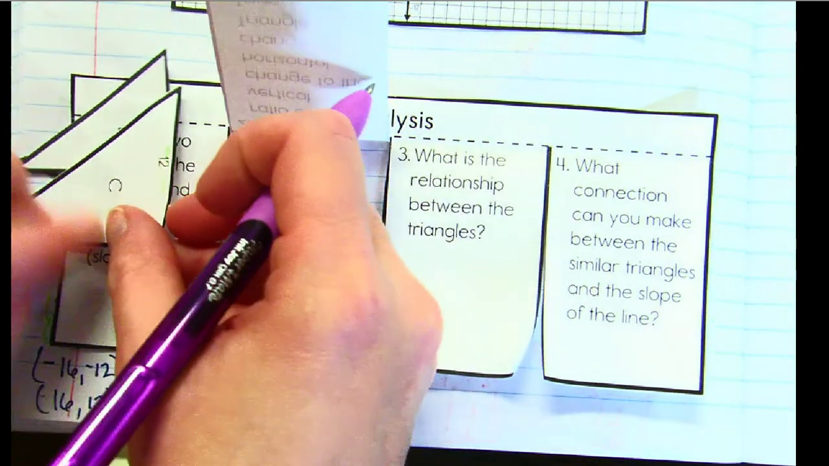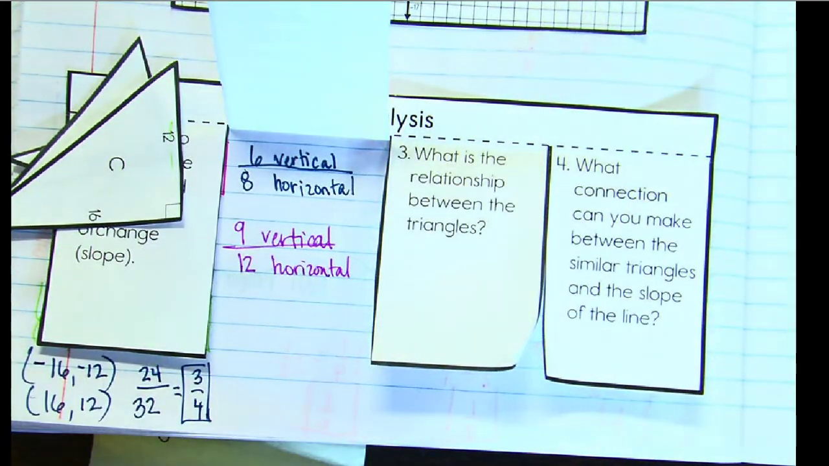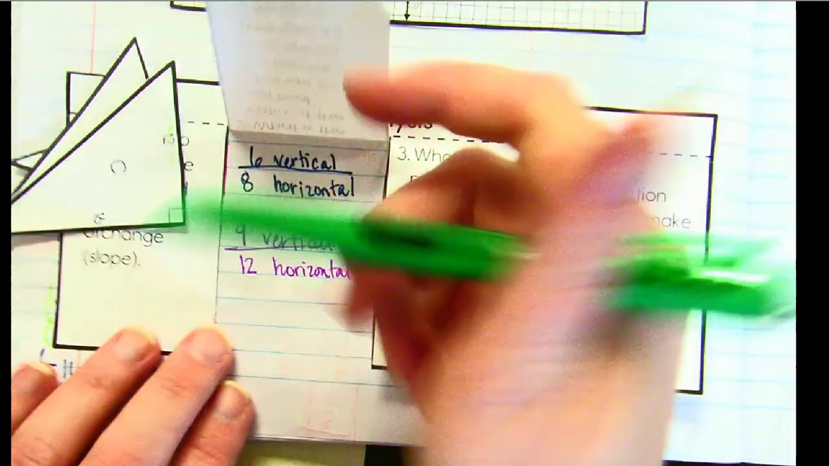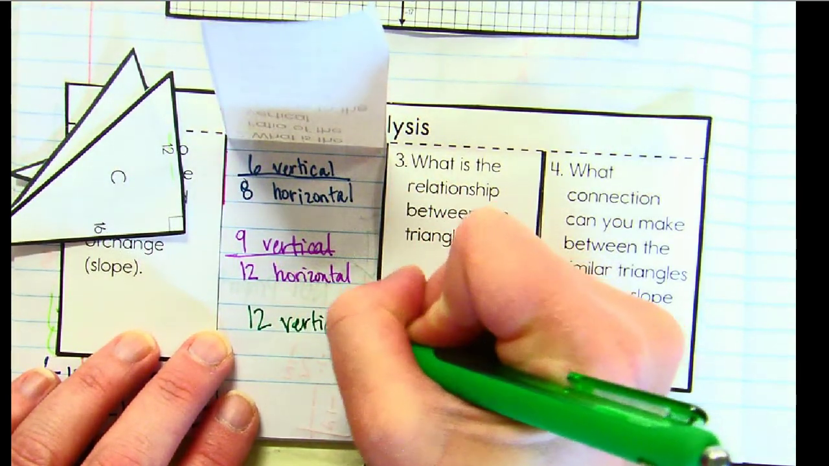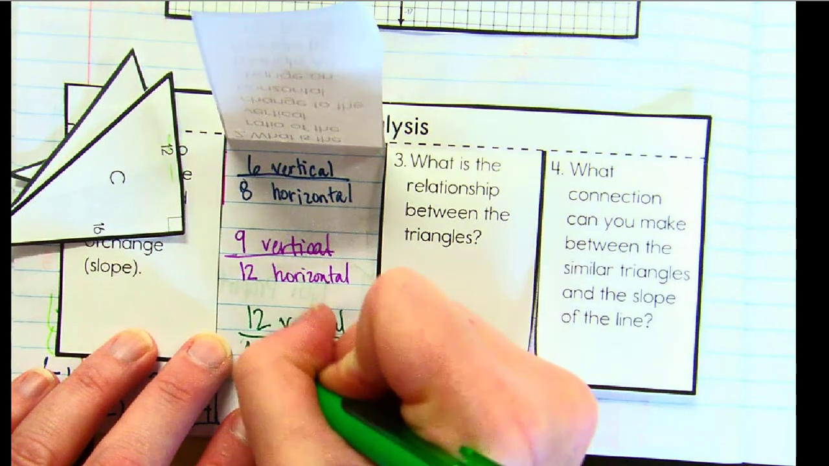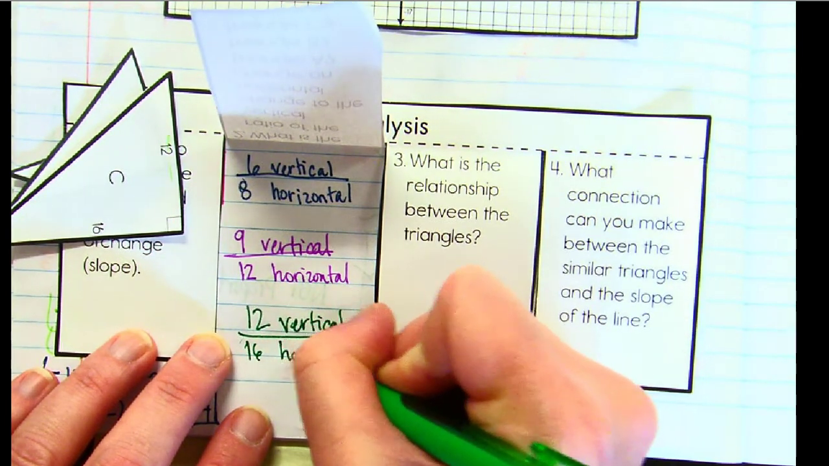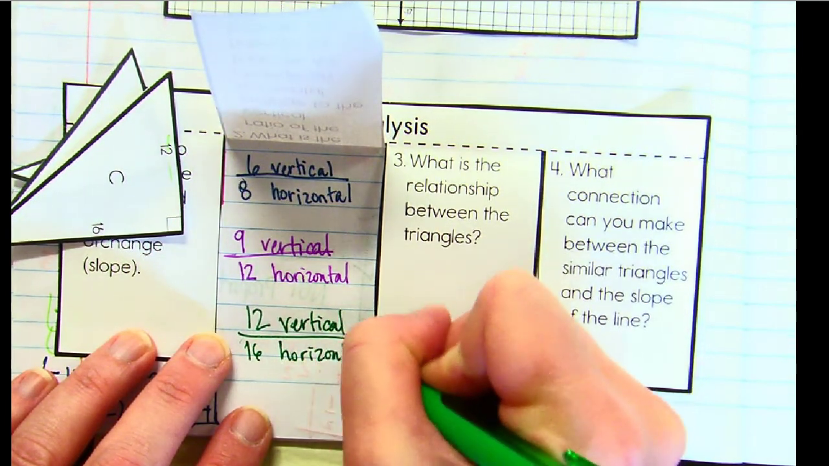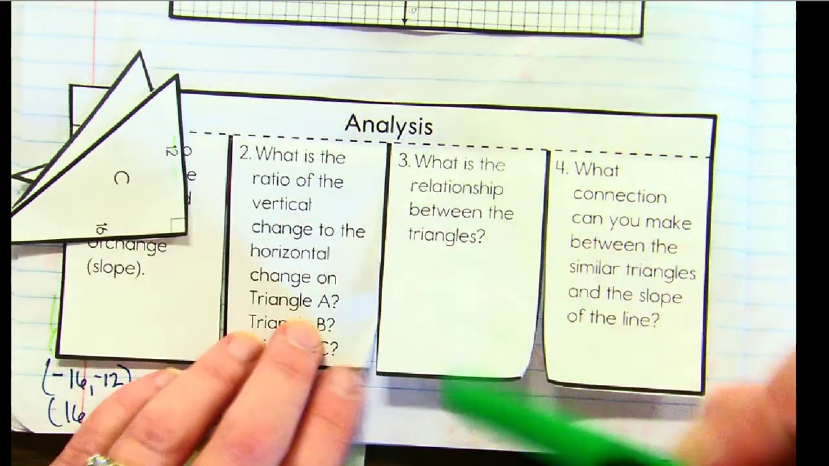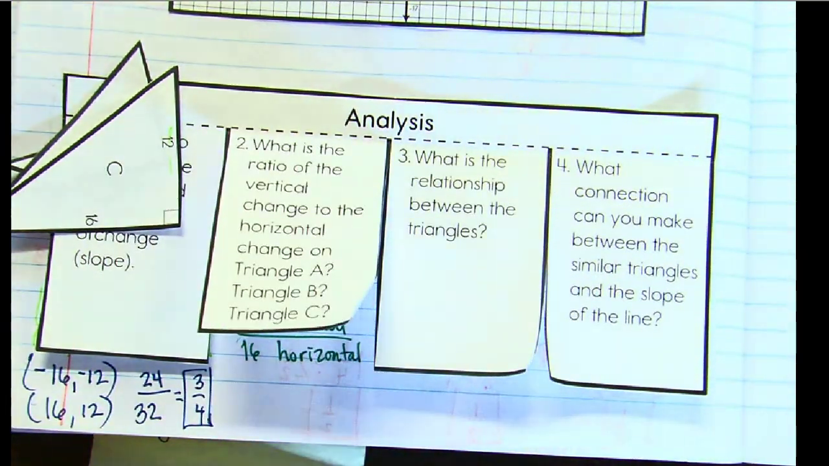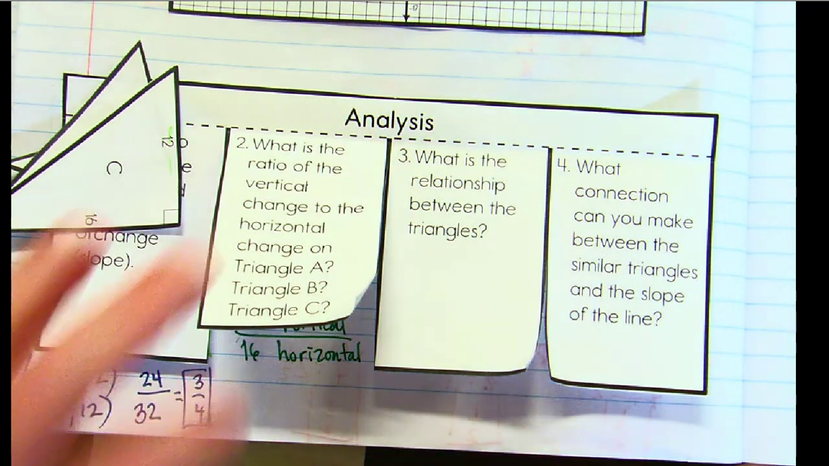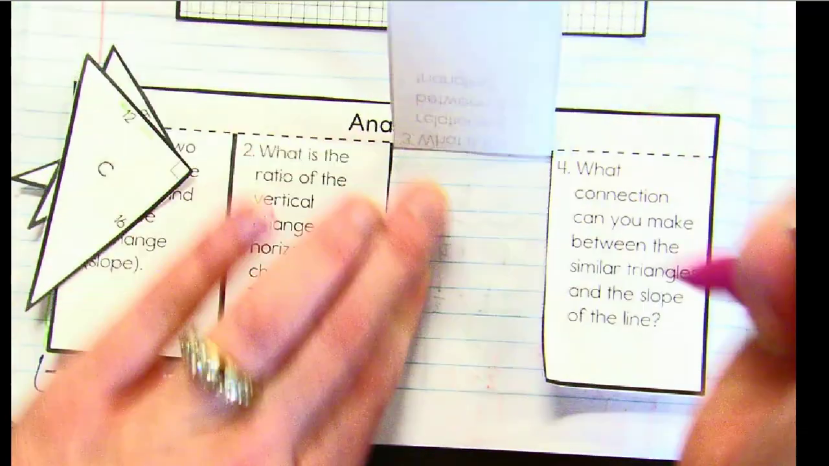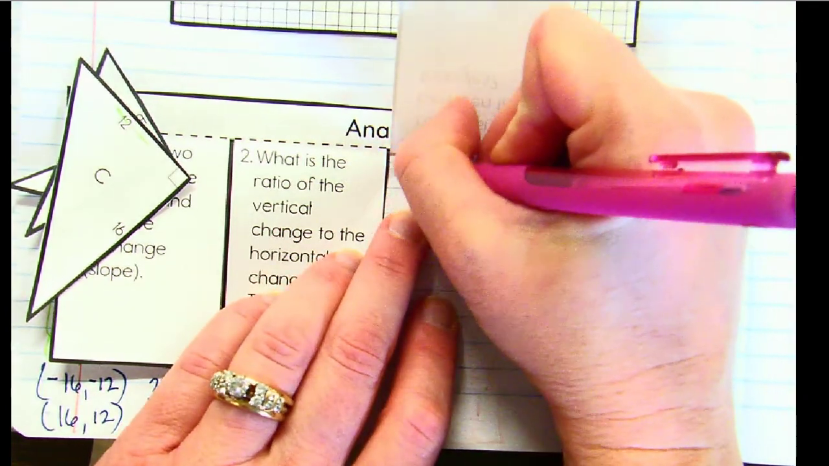And then triangle C. The vertical side is 12. And the horizontal side is 16. Okay, what is the relationship between these triangles? Kind of already gave that away, didn't I? Okay. They are dilations of each other.